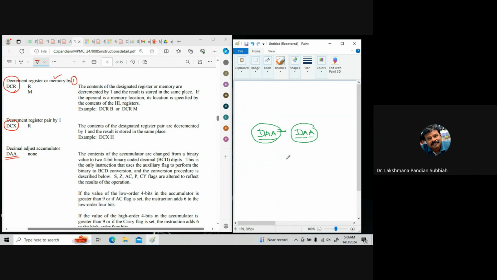Suppose the result is in hexadecimal. Here we have the hexadecimal number 0C, and that number is going to be shown as BCD, binary coded decimal. So here we have 0C, and automatically it will add 6. C is 12, added with 6 we get 18. So 18 is going to be represented as 1 and 2.